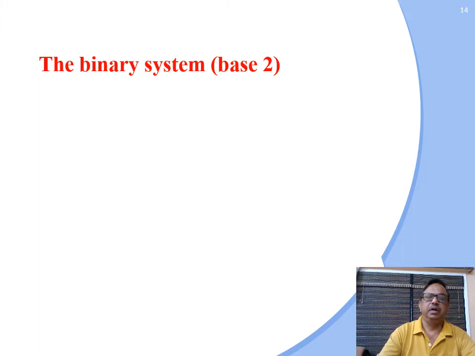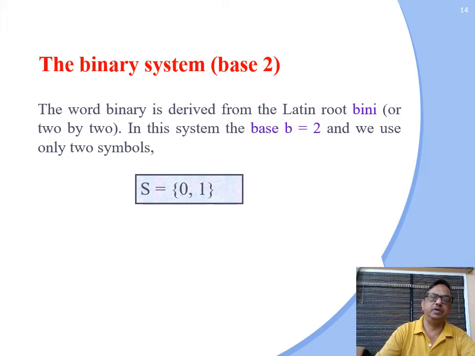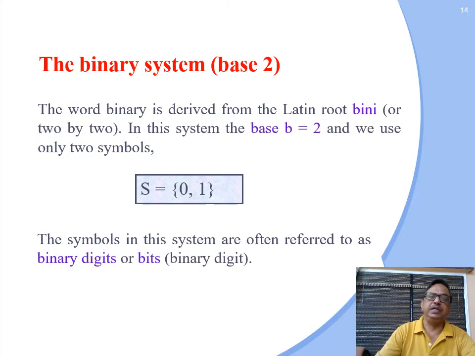The next number system is binary number system. As we know, there are only two distinct symbols, 0 and 1. So this binary number system has base 2. Why do we call it binary? Because the word binary is derived from the Latin root bini, which means 2, and the base is 2, and these are the two distinct symbols 0 and 1, and these two symbols are known as binary digits, or we call them bits as well.